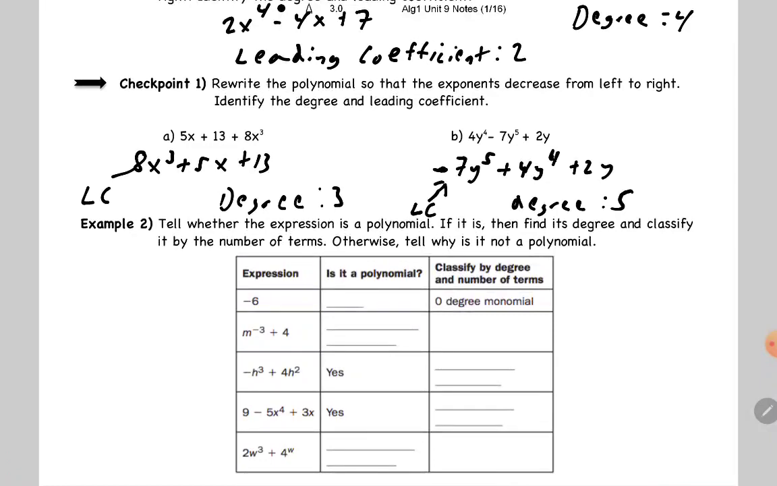Okay, tell whether the expression is a polynomial. If it is, then find its degree and classify it by the number of terms. Otherwise, tell why it's not a polynomial. So, is negative 6 a polynomial? It actually is. It's just a 0-degree polynomial. m to the negative 3 plus 4. This one is a no, because negative exponents do not count.